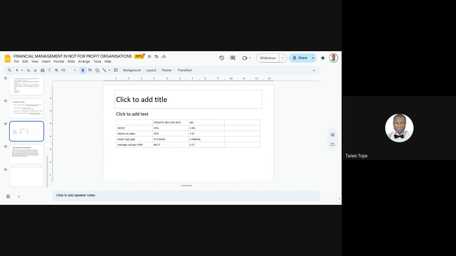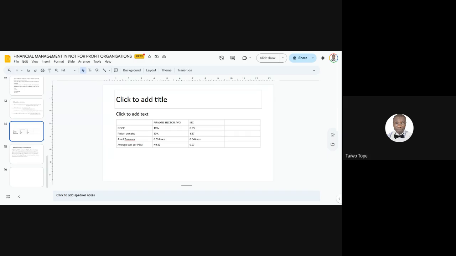Now, for costs, average cost per passenger. When you look at it, who is incurring more in terms of cost per passenger? The private sector. They are incurring 0.37 for one passenger, while IBC is incurring 0.27. So cost per passenger mile is low.